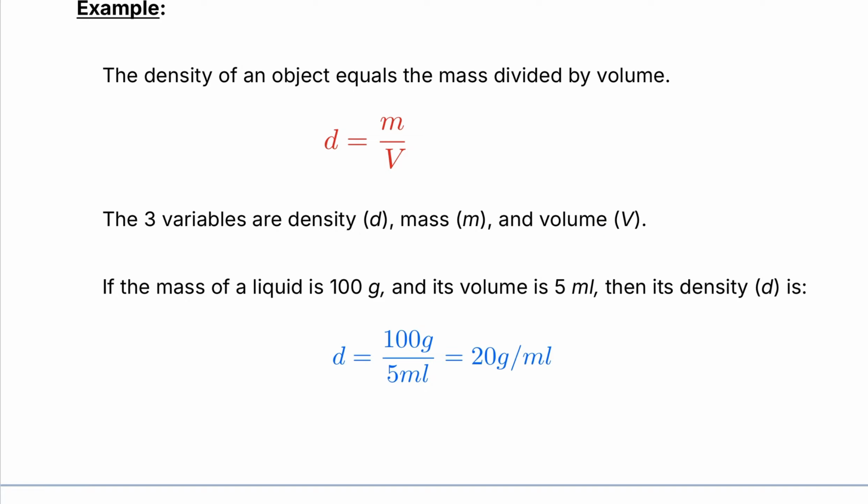Okay? So for example, if the mass of a liquid is 100 grams, so we would put that 100 grams here in the numerator, and its volume is 5 milliliters, so that's 5 milliliters in the denominator for the volume, then its density is going to be 100 divided by 5, which is 20, and then my unit measure is just grams divided by milliliters, or grams per milliliter. Okay?